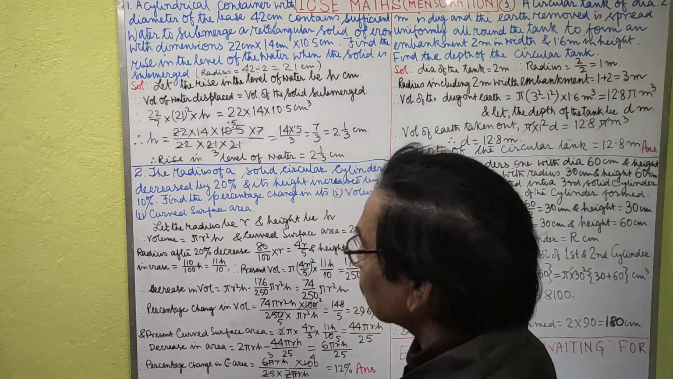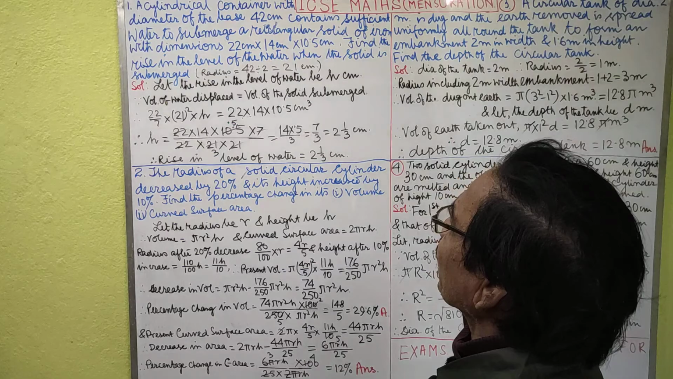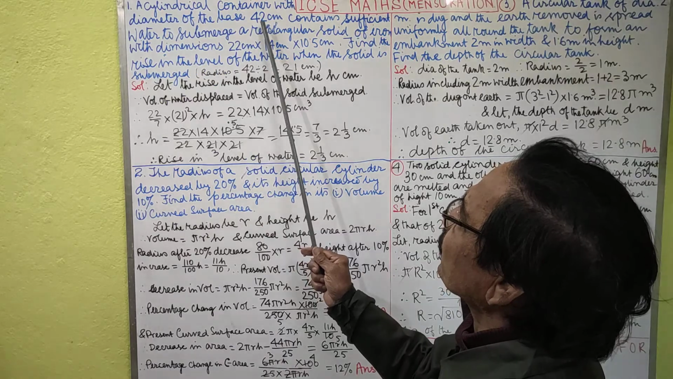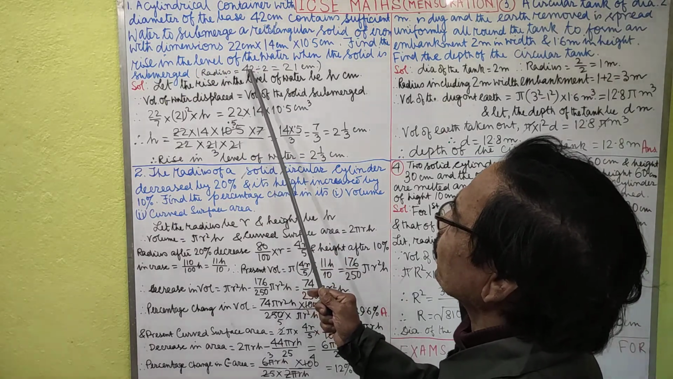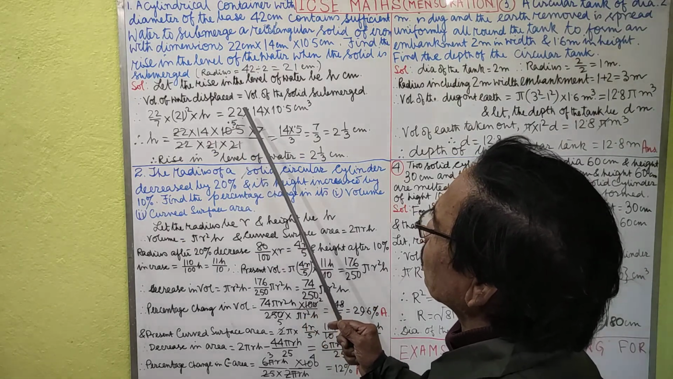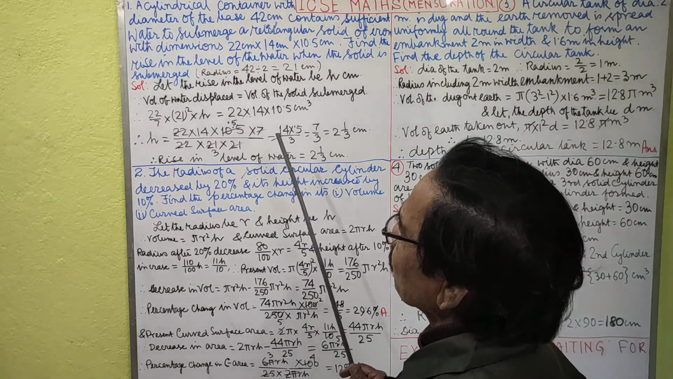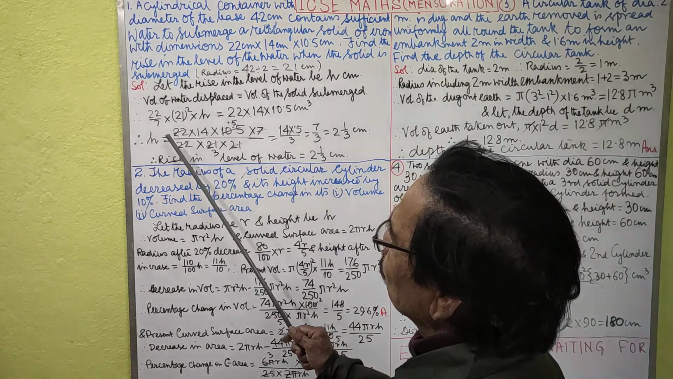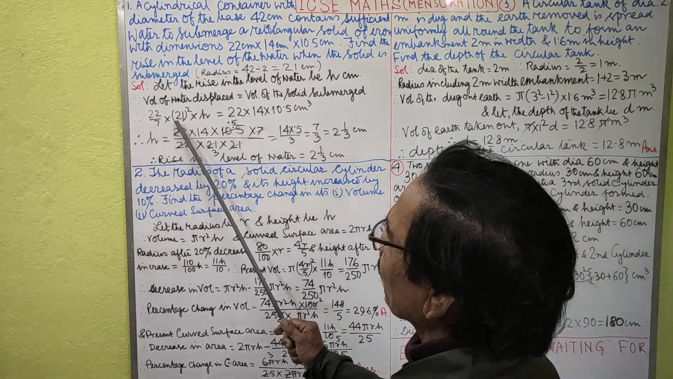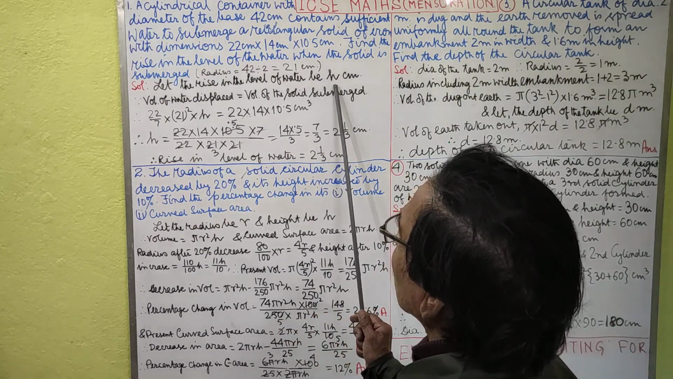Now, let the rise in the level of water be h centimeter, and because the diameter of the base is 42 centimeter, therefore its radius will be 42 by 2, that is 21 centimeter. Therefore volume of water displaced equals volume of the solid submerged. So volume of water displaced is equal to 22 by 7, that is pi r square into h. h is the rise in the level of water.